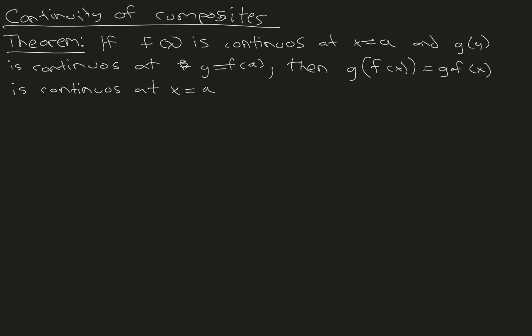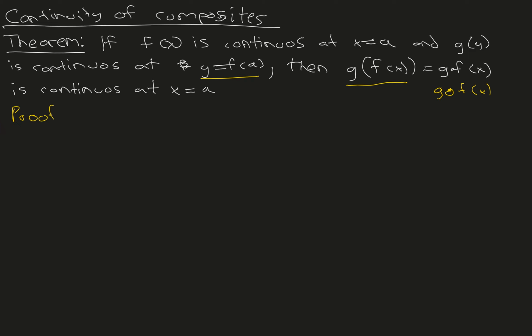So this theorem states that if f of x is continuous at a point x equals a, and g of y is continuous at a point y equals f of a, then g of f of x, which is also represented as g small circle f, is also continuous at the point x equals a.